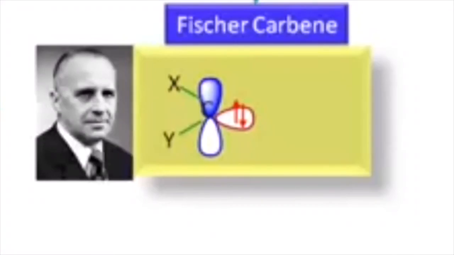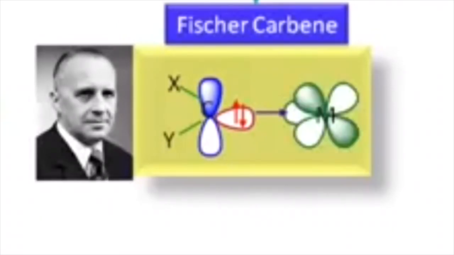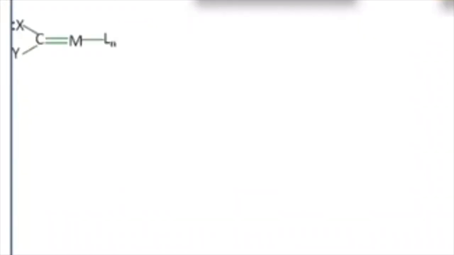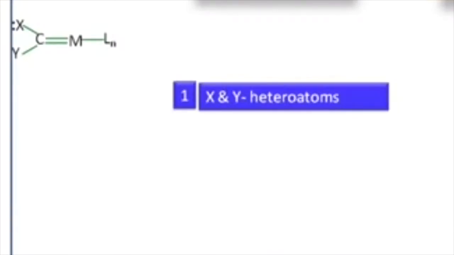The bonding is based on sigma type electron donation of the filled lone pair orbital of the carbene atom to an empty metal d orbital, and pi electron back bonding of a filled metal d orbital to the empty p orbital on carbon. Now we see the resonance structure of Fischer carbene. Here the substituents are heteroatoms.